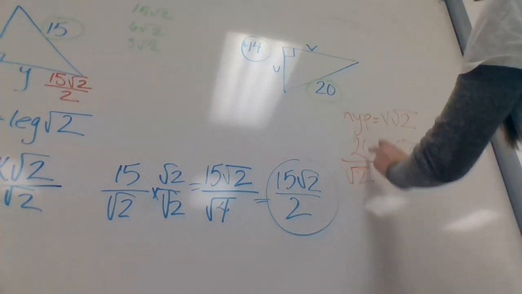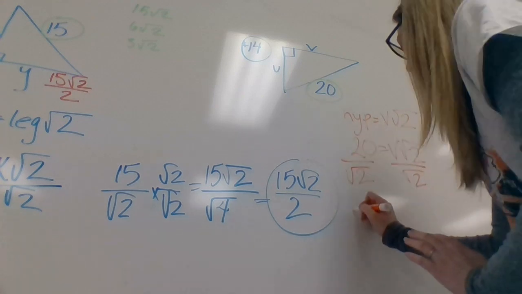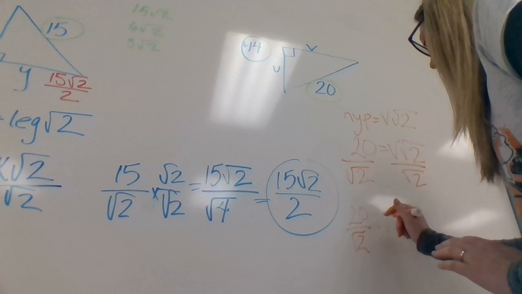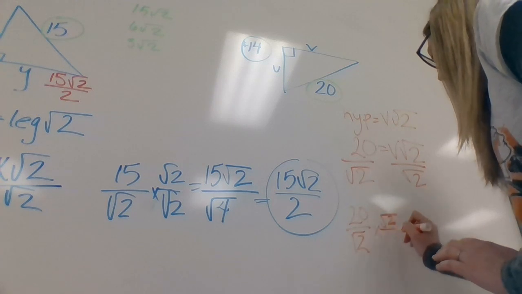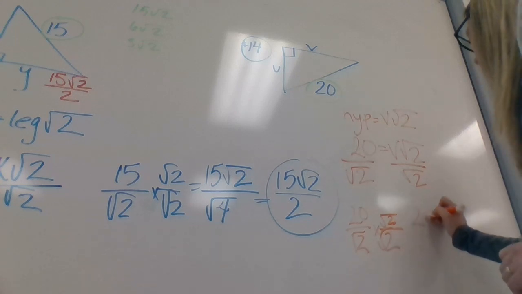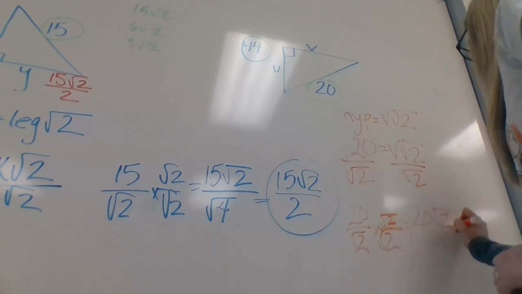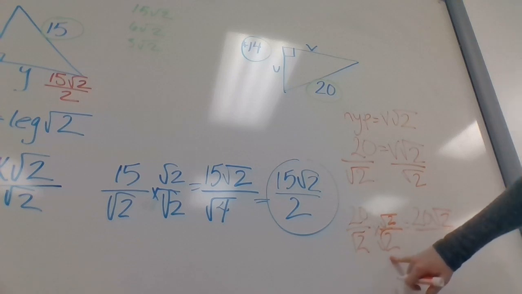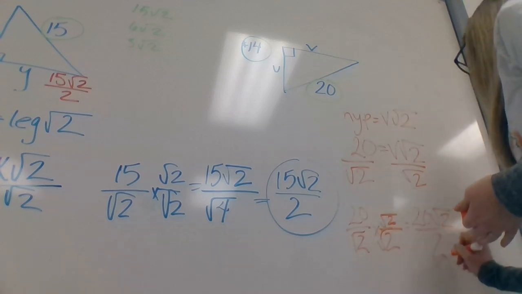Now remember, we can't have this radical in the denominator, so 20 root 2, and then we need to multiply it by root 2 to get it out of that denominator. So 20 root 2, and then root 2 times root 2 gives me the square root of 4, and I know the square root of 4 is 2.